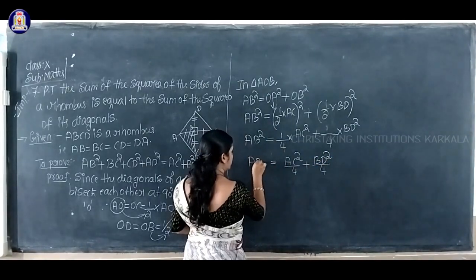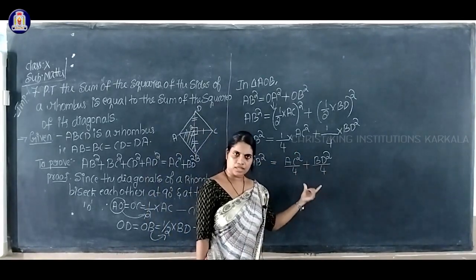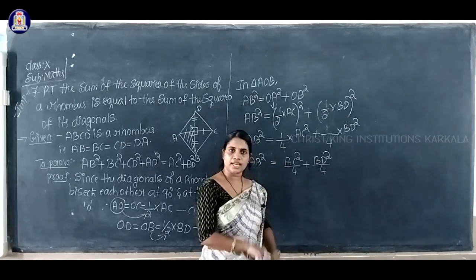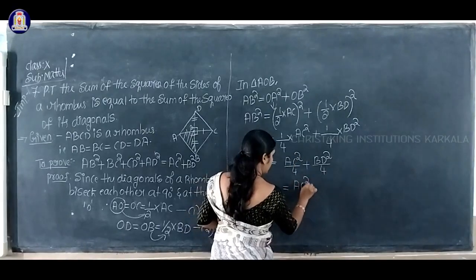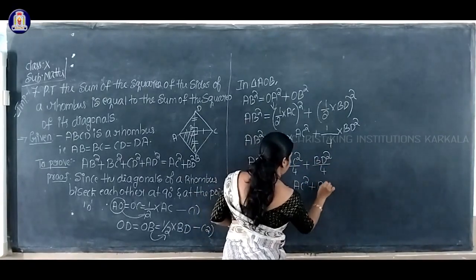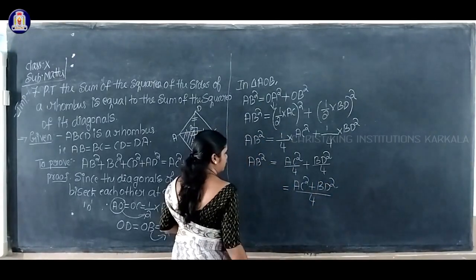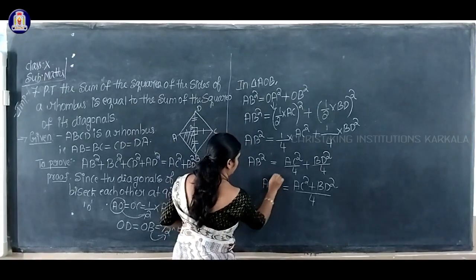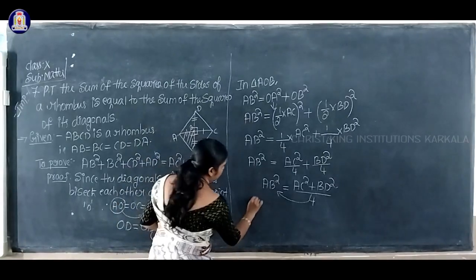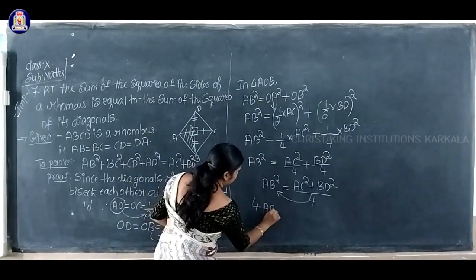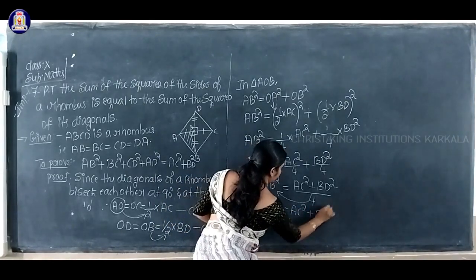Left hand side you have AB square. In the right hand side your denominator is the same, isn't it? So can I add the numerators directly? What about your numerator? AC square plus BD square, by 4. Left hand side you have AB square. Now can I multiply this 4 with the AB square? Then what will it become? 4 into AB square equals AC square plus BD square, isn't it?